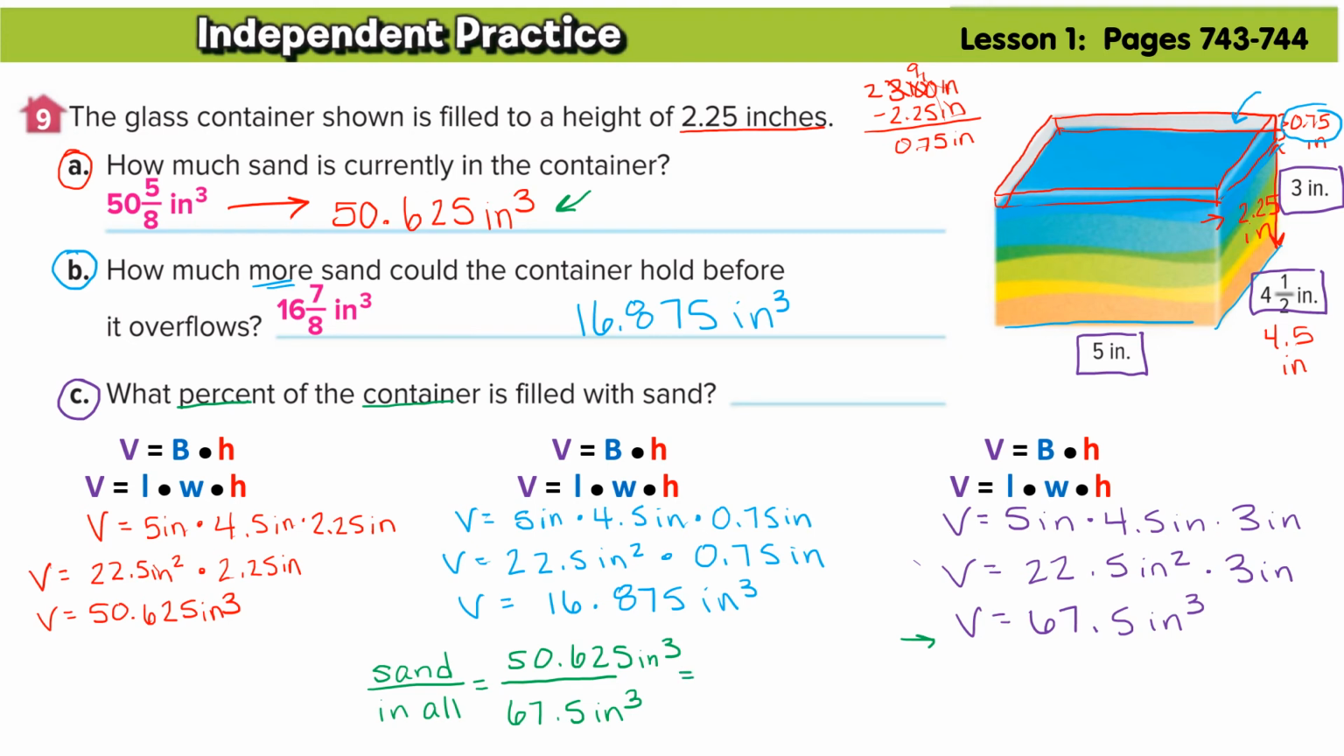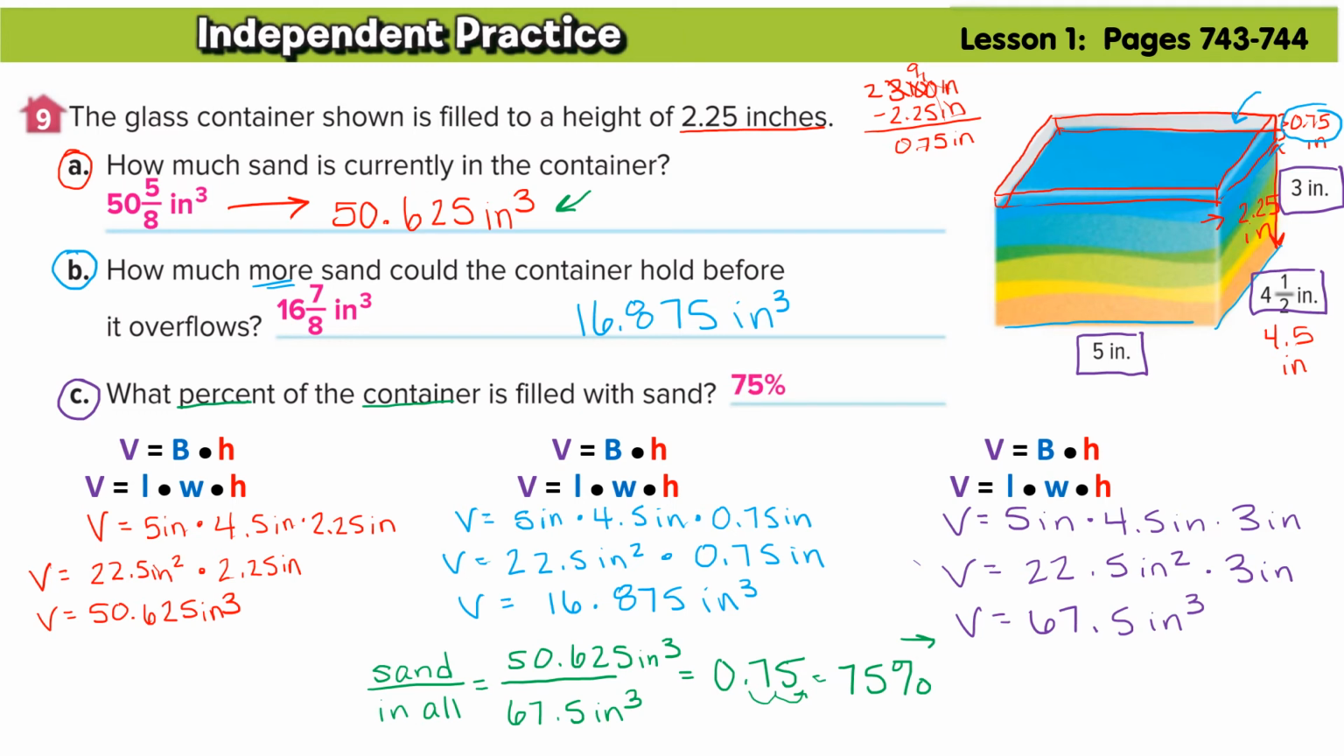So if you divide 50 and 625 thousandths by 67.5, you're going to get 0.75. And remember, you move the decimal point over twice, and that gives you 75%. So that's 75%.